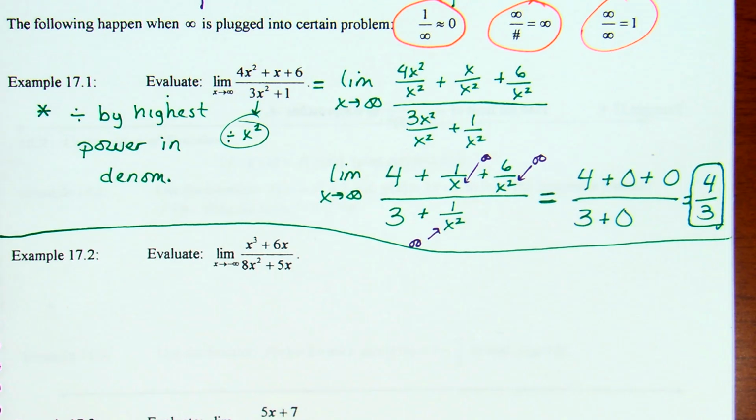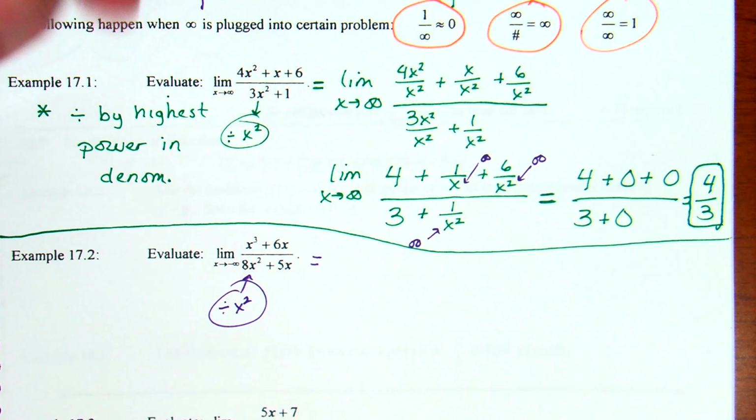The limit as x approaches, what's that say? That's a negative infinity. Squint carefully, right? Of x cubed plus 6x over 8x squared plus 5x. Now, let's go with the same technique from earlier. Divide by the highest power in the denominator. So what's the highest power I'm going to divide by? x squared. So we're going to divide all terms by x squared. And yes, I'm going to write this out for the purpose of our notes. Okay?